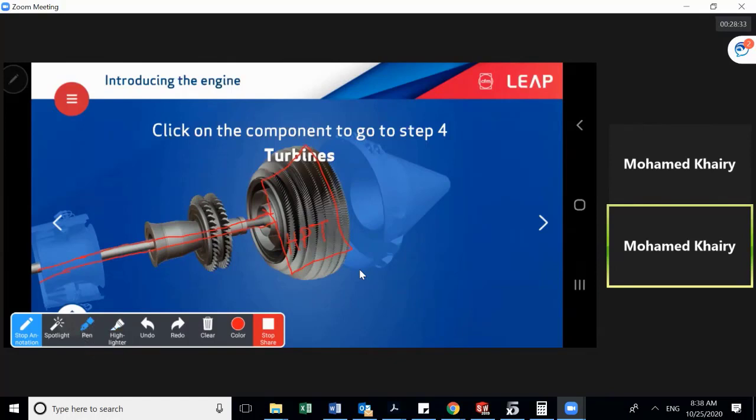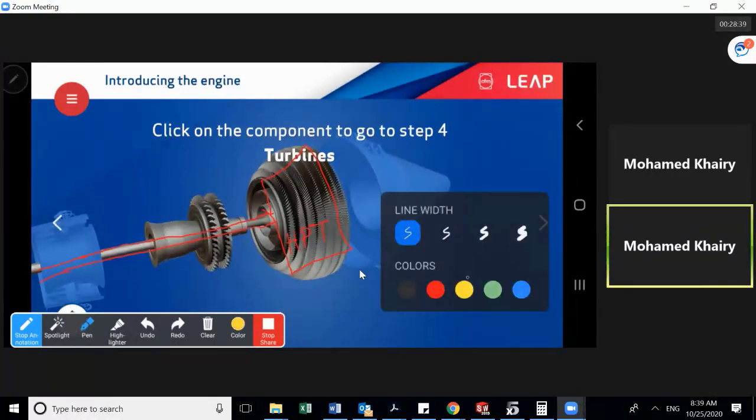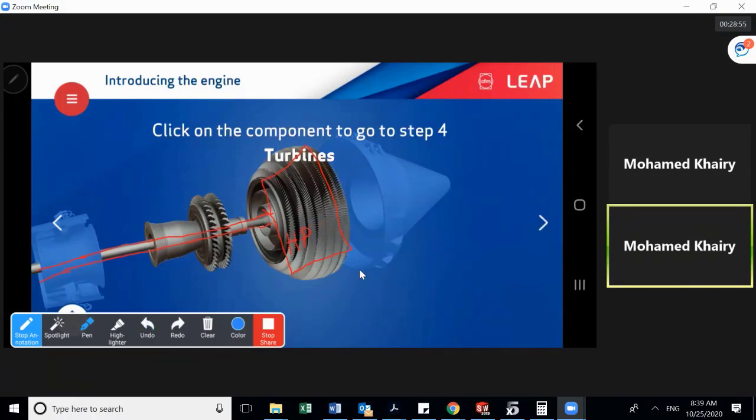How can I change the color? Okay, from here. So I have this one. I'll give it a blue color. Blue represents low pressure. Sorry guys, I made a mistake here. This is the low pressure. Again, I will repeat it. So this is the shaft which links the low pressure turbine to the low pressure compressor. So it will move there until it links the low pressure turbine to the low pressure compressor.